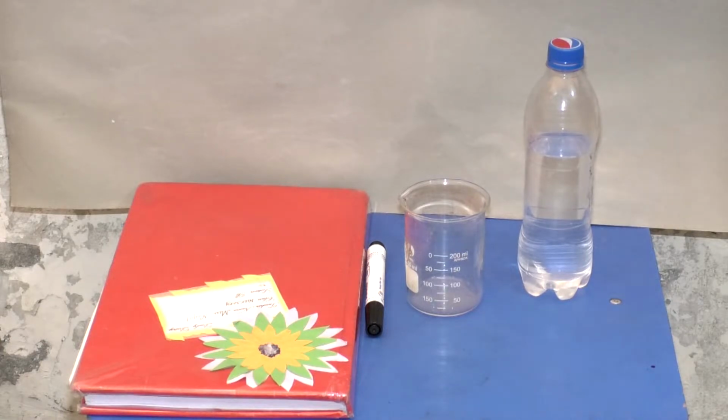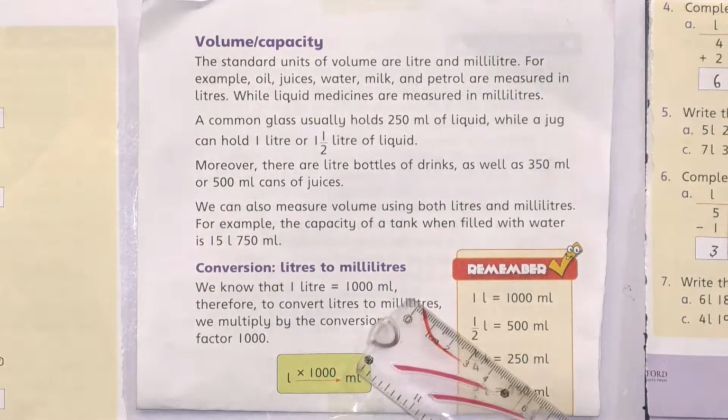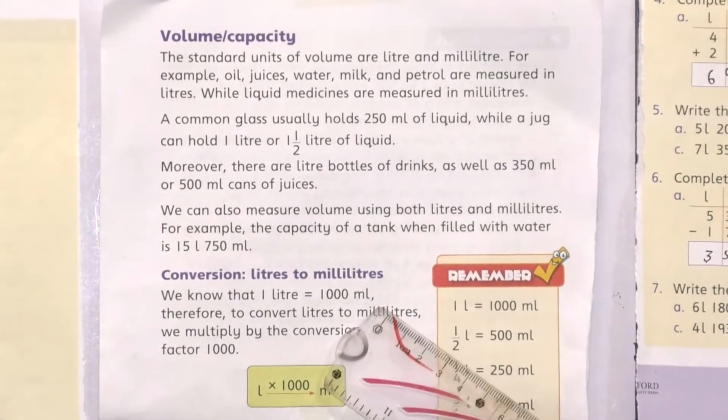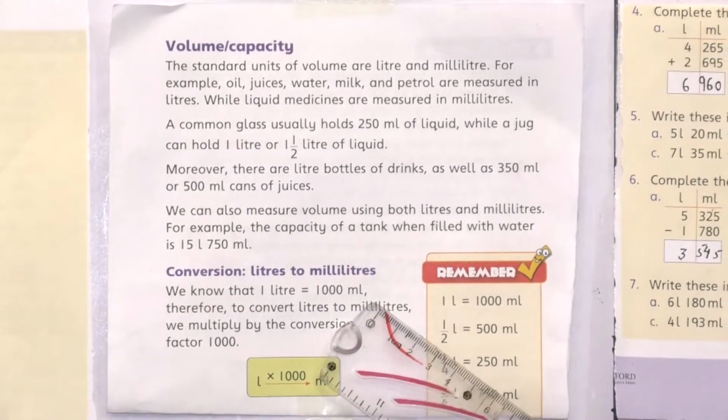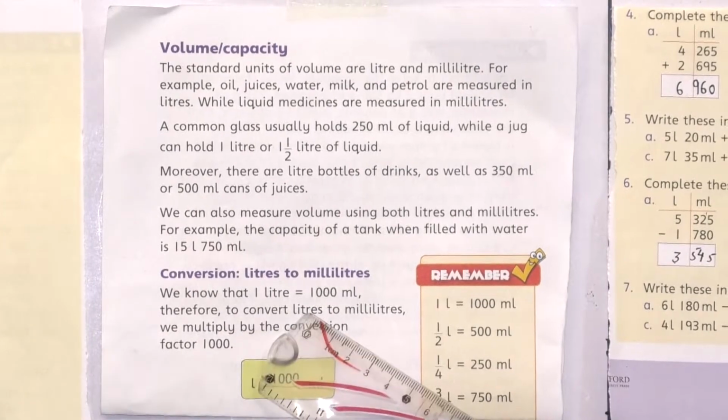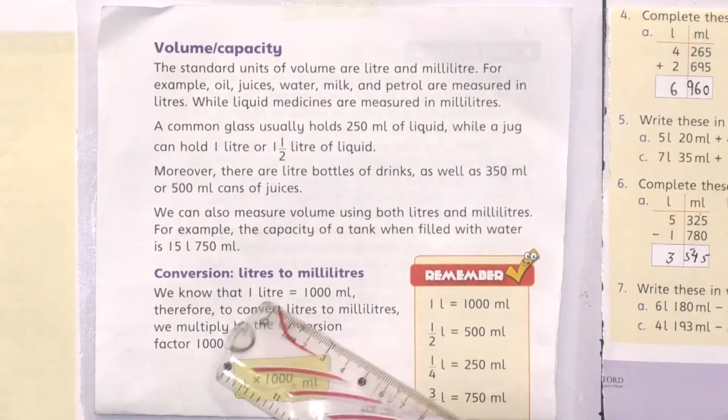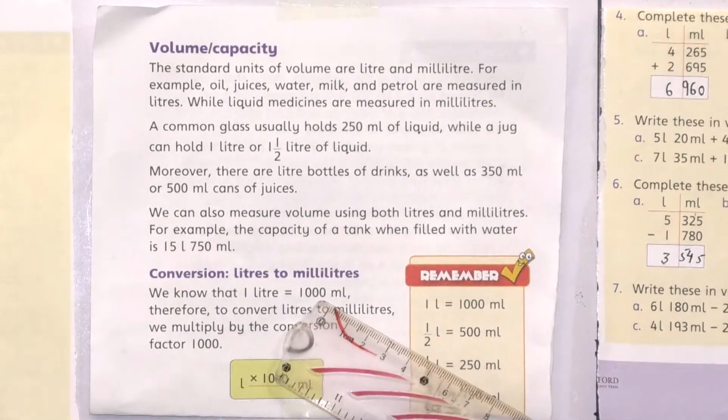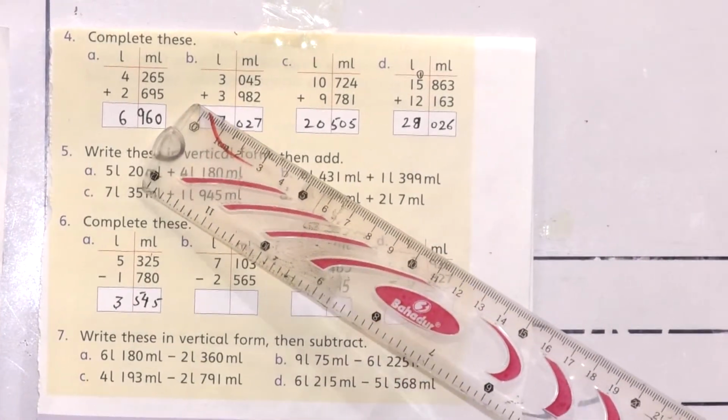So in this way we can use larger units of measurement, liter, to measure larger volume, and a smaller unit of measurement, milliliter, to measure smaller liquids. Okay students, like we converted kilogram into grams, we can also convert 1 liter into milliliters, that is, 1 liter is equal to 1000 milliliters. Now come to exercise 5D.